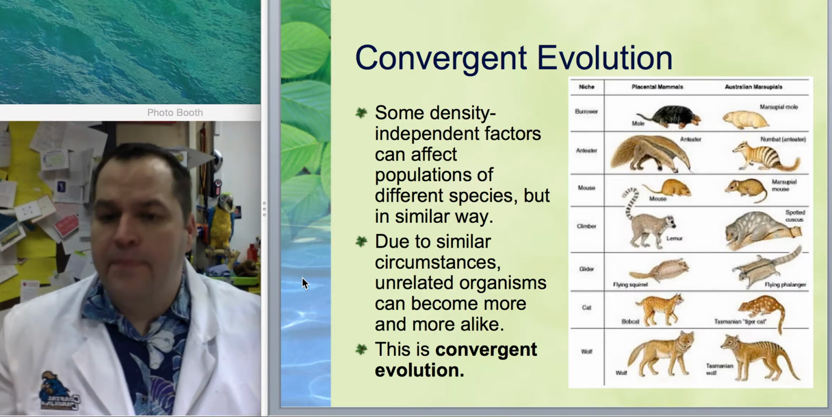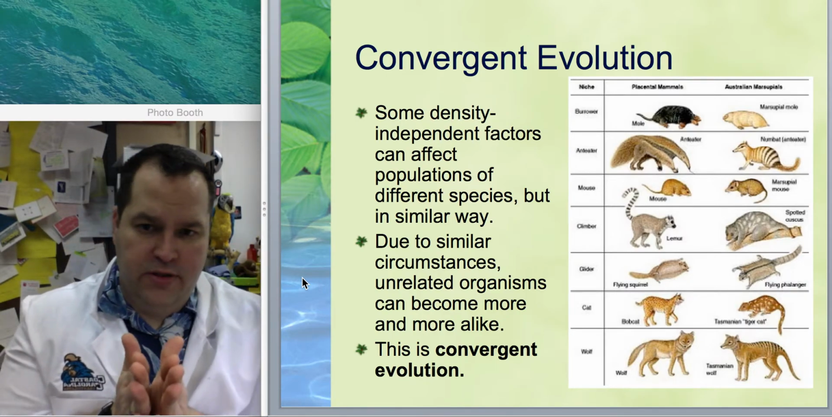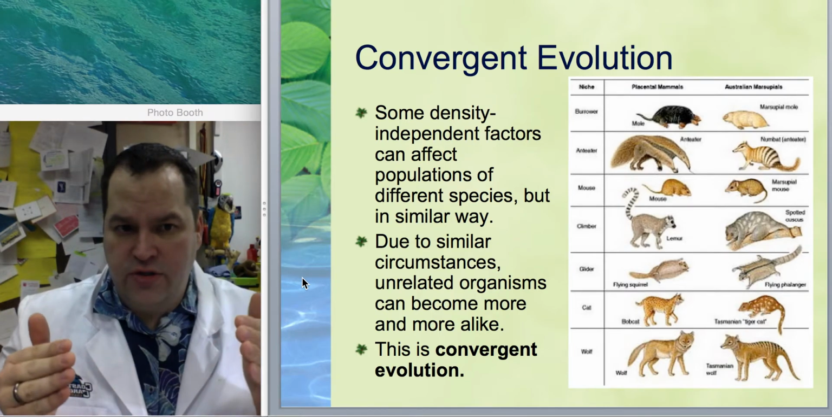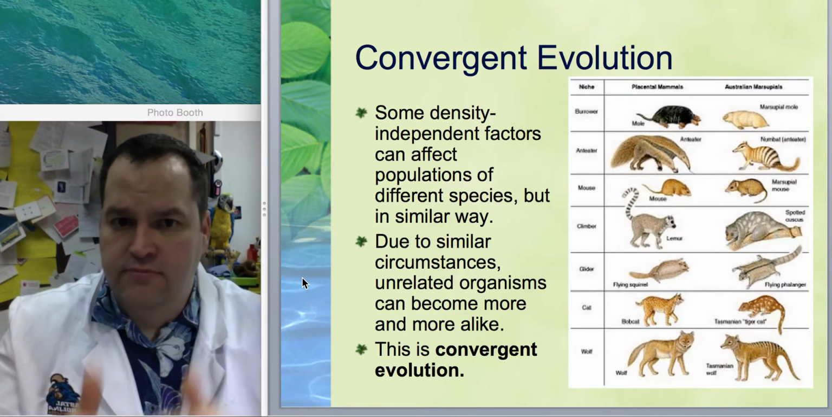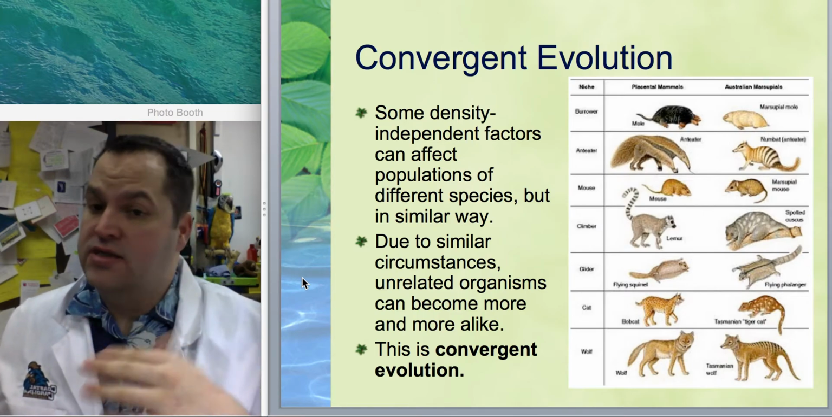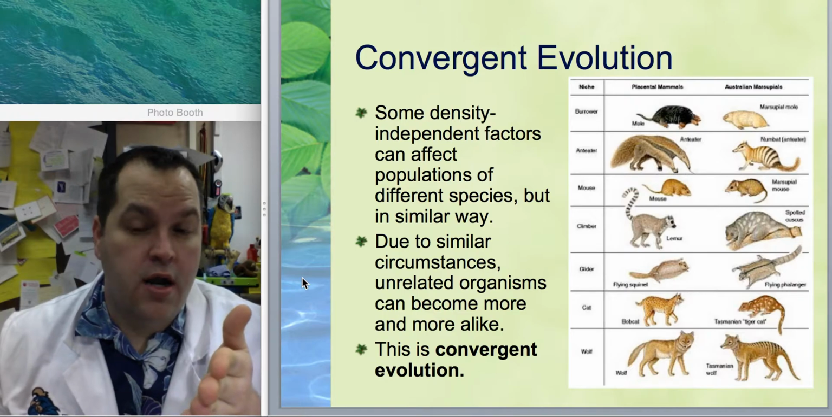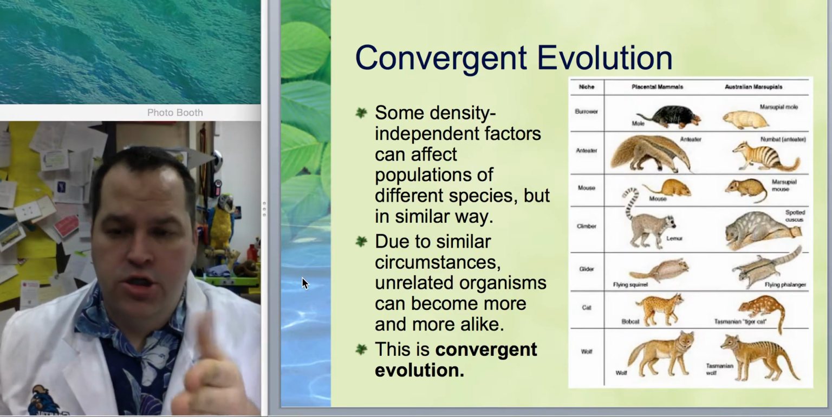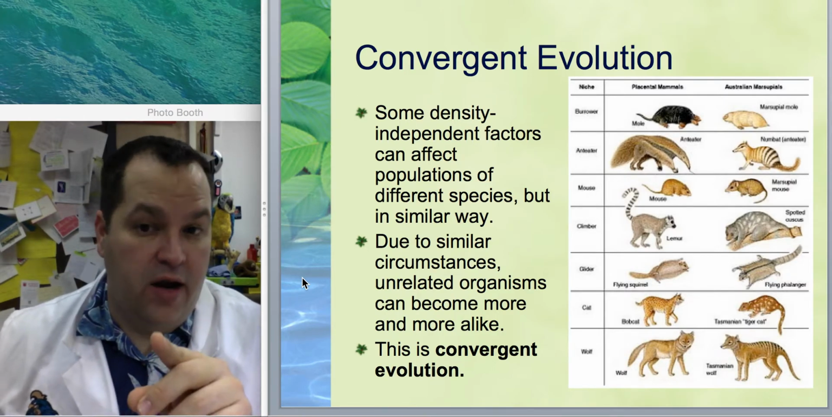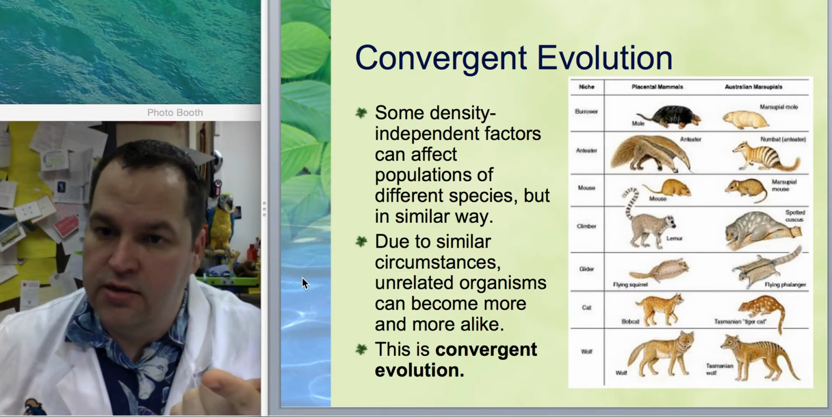Now, the opposite of this would be convergent evolution. If divergent means to separate, then convergent means to come together, right? There are some factors that can take seemingly unrelated species and make them more and more and more alike, right? So if different species are exposed to the same environmental pressures, then they're going to start resembling each other, right?